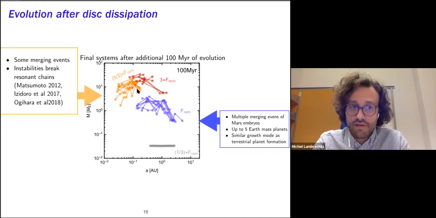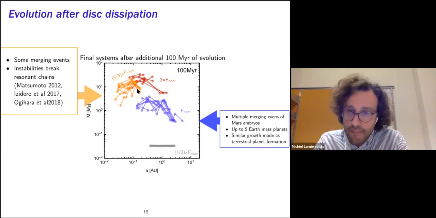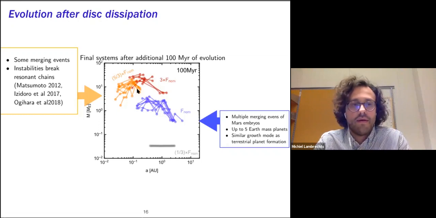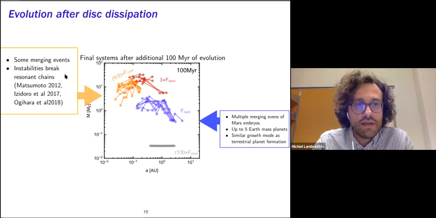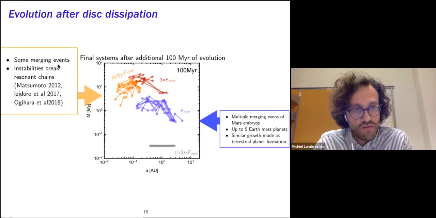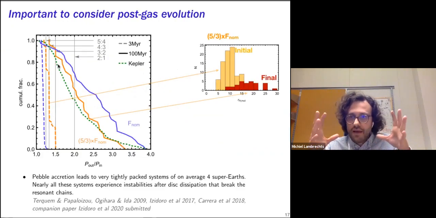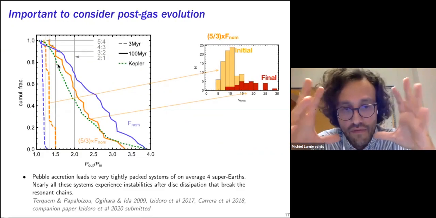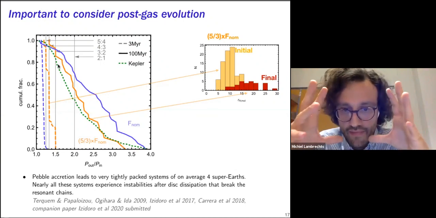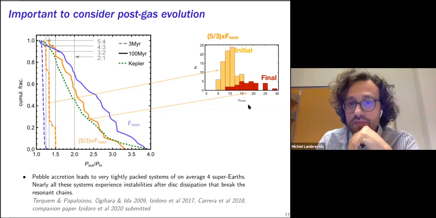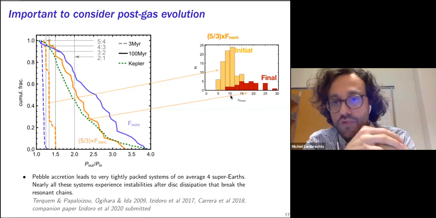Also, for the super Earth system, some merging events happen. And an important other effect is that basically all the instabilities in these systems break the resonant chains. So what do I actually mean with that? Initially, pebble accretion makes very compact, tight systems, and that you can see here, expressed in mutual Hill radii. They're all very tightly packed around 10 mutual Hill radii.